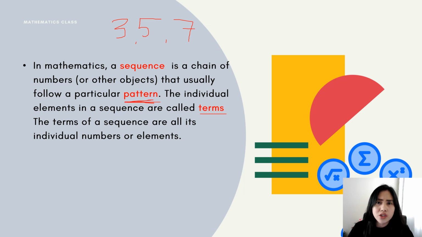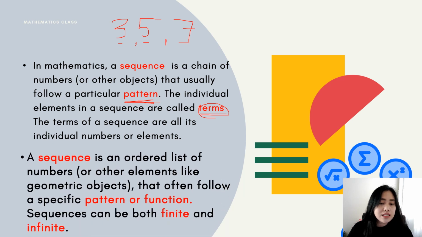Ano nga ba ang pattern na sinusundan niya? Mapapansin nyo na ang bawat numero dito ay nadadagdagan ng dalawa. 3 plus 2 equals 5. 5 plus 2 equals 7. Ang mga number na ito, 3, 5, at 7, ang tinatawag nating terms. Ang tamang pagsusulat ng terms ay separated by commas.